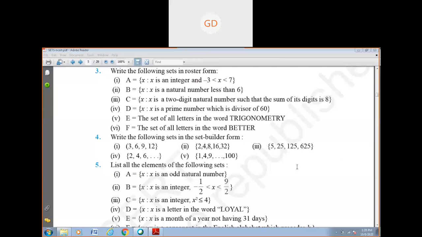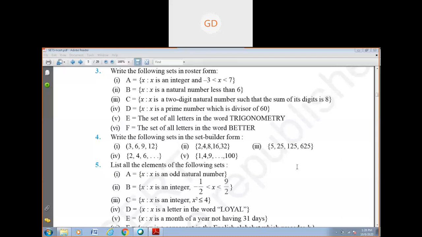N square, x such that x is equal to n square, where n is a natural number less than 11, that is up to 10. That means less than 11. Okay, so this is the way to write the set builder form.